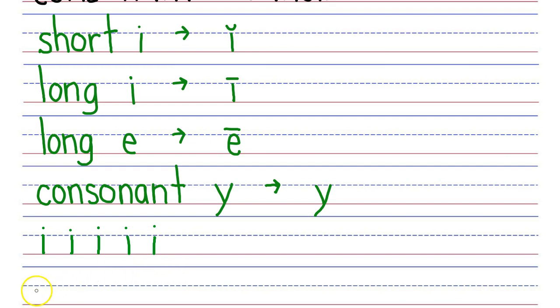Now let's do an uppercase I. The uppercase I starts at the top line, goes all the way down to the baseline, and usually you will find it with short lines at the top and bottom, like that. Uppercase I makes the same sounds as lowercase I, I, E, and Y. Let's write it 4 more times.